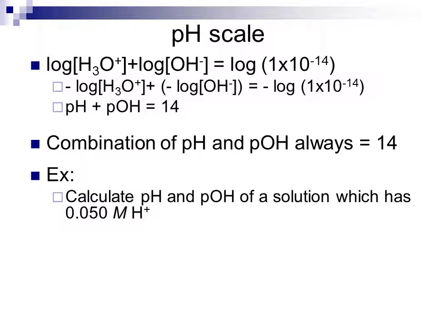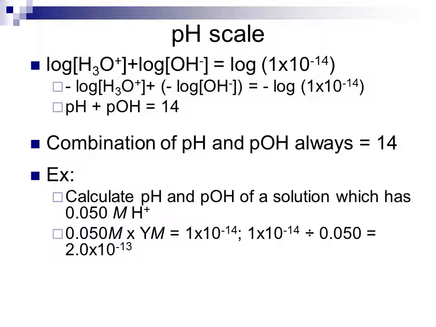For example, if I want to calculate pH and pOH of a solution that has 0.050 molar H+, or hydronium, I can solve for hydroxide concentration by using the equilibrium expression, where hydronium times hydroxide equals 1 times 10 to the minus 14, or Kw. To solve for Y, the hydroxide concentration, I simply divide Kw by the 0.050 hydronium concentration, which gives us a hydroxide concentration of 2.0 times 10 to the minus 13.